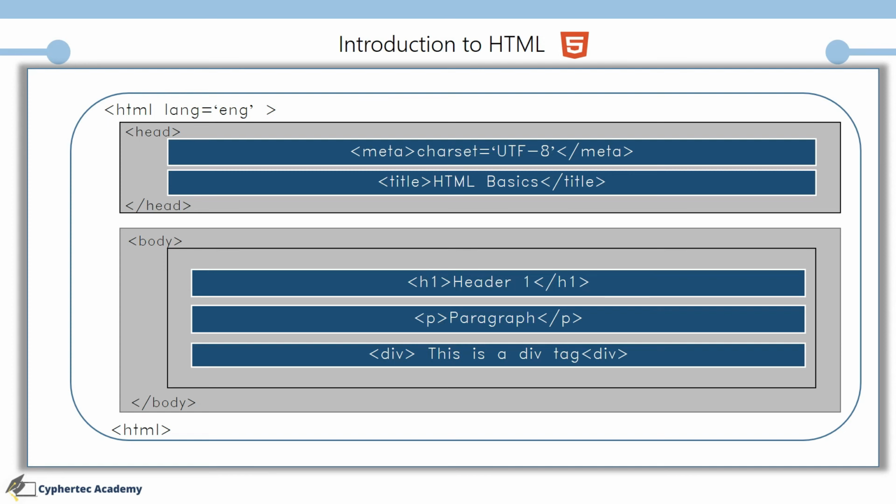Every HTML document must contain three important elements. So what we have here is the basic structure of an HTML document. Basically, every HTML document should have the HTML element, the head element, and the body element. In the subsequent videos, we will be discussing these concepts in greater detail.